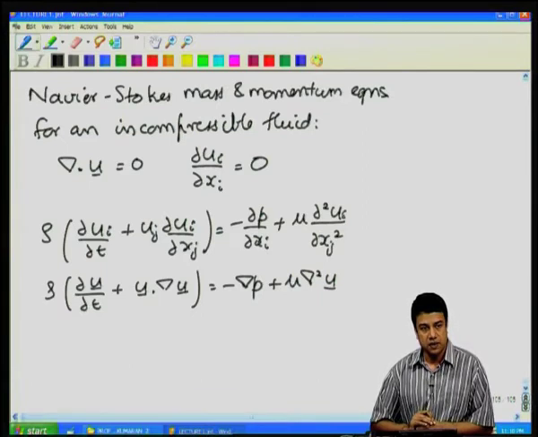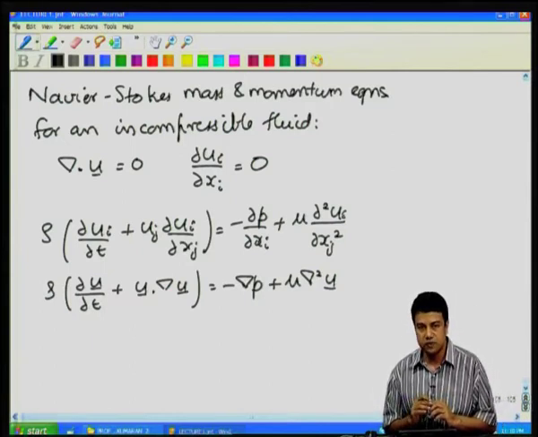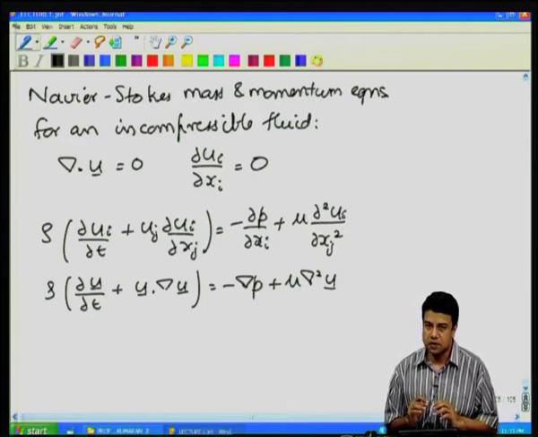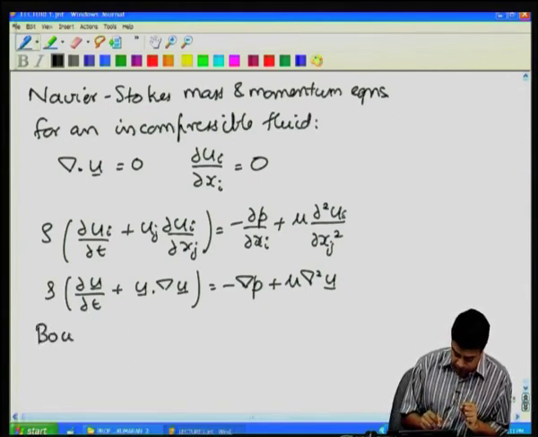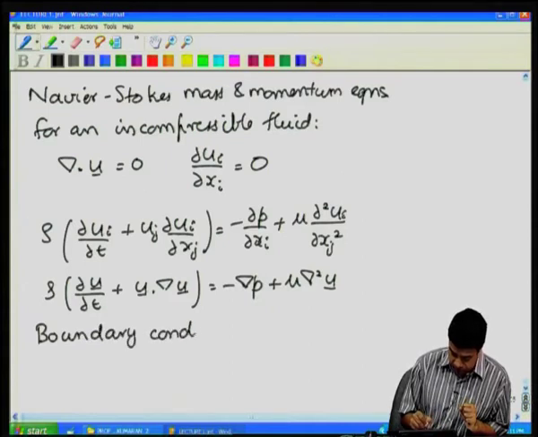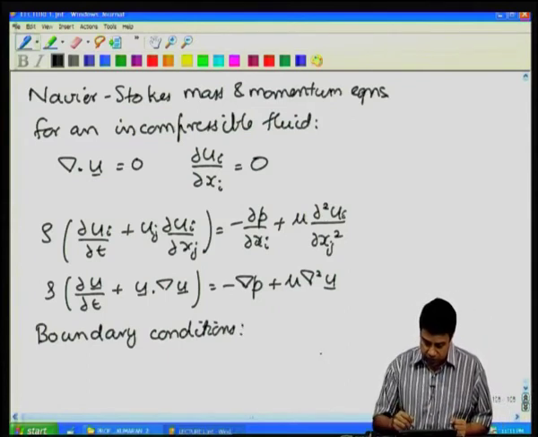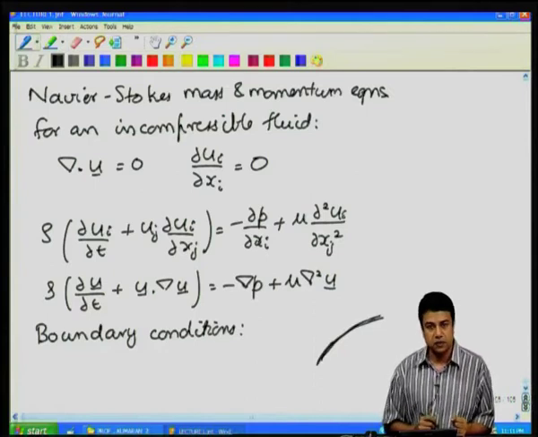And finally, I discussed boundary conditions at the end of the last class. This is a second order differential equation in the spatial coordinates, first order in time. Since it is second order in the spatial coordinates, you need 2 boundary conditions for each coordinate. The boundary conditions are basically at an interface between, let us say, 2 fluids.